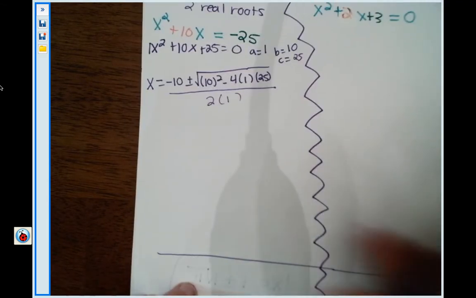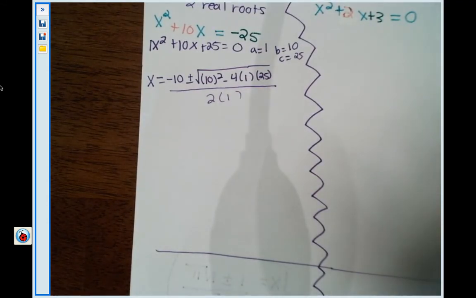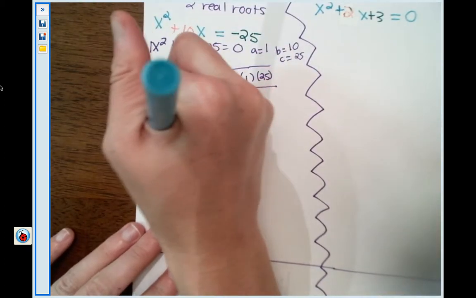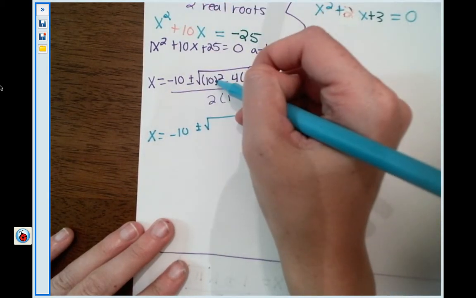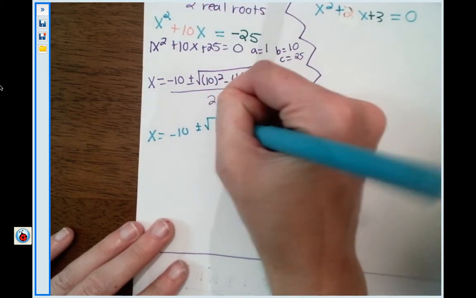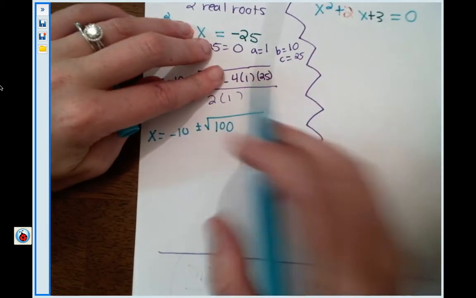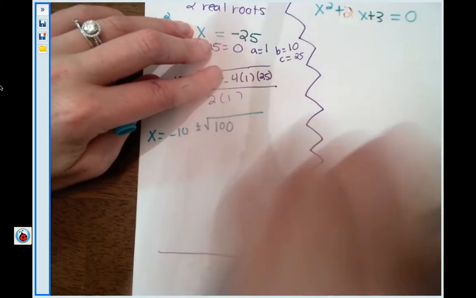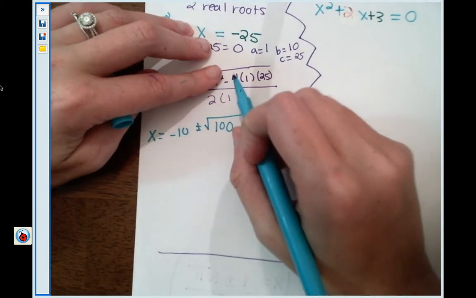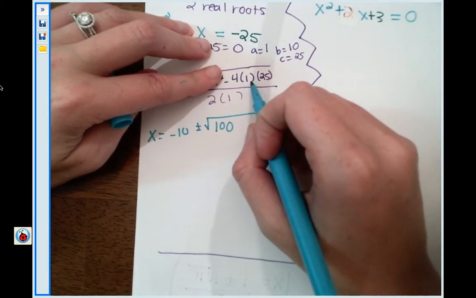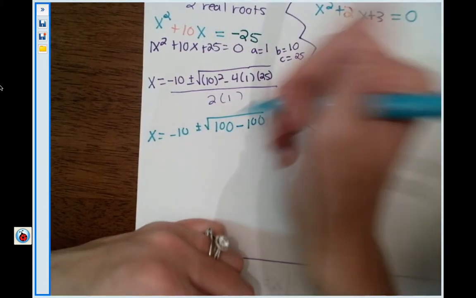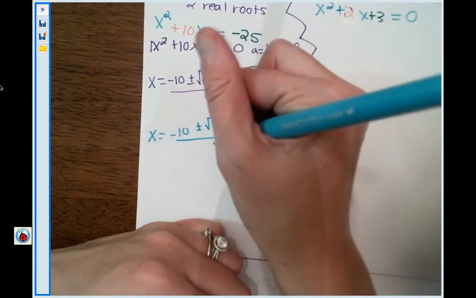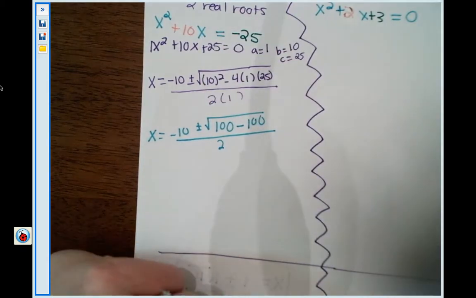Alright, you guys, let's start simplifying. I'm going to simplify what's in the square root first. So we're going to get x equals negative 10 plus or minus the square root of 10 squared. 10 times 10 is 100. Now this one, the negative is attached to the 4. Don't you forget that, or the demon cats will get you. So we have negative 4 times 1 is negative 4, times 25 is negative 100. Then all over 2 times 1, which is 2.